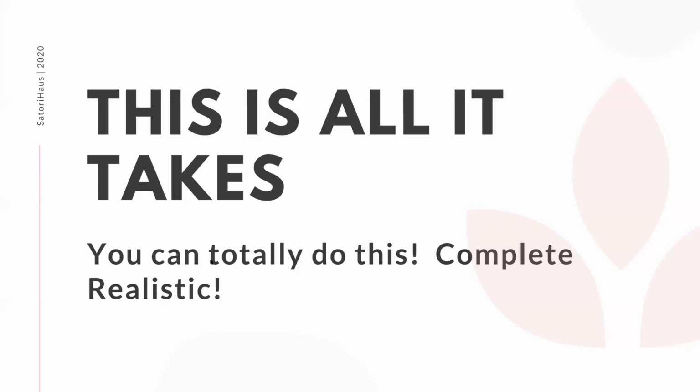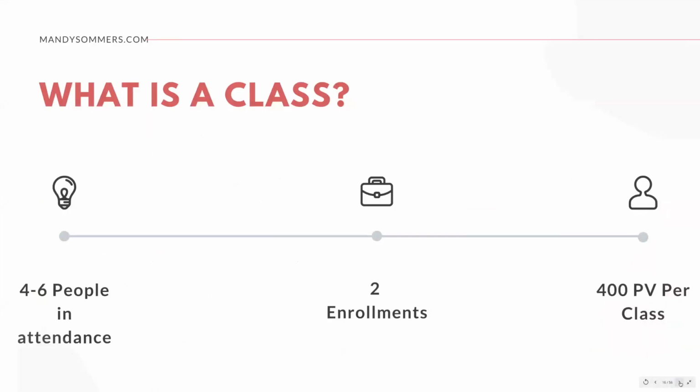Really, this is all it takes. You can totally do this. It's completely realistic if you get committed and you commit to those 2 quality classes each month. So let's talk about, what is a class? What is a class, and what does it look like?